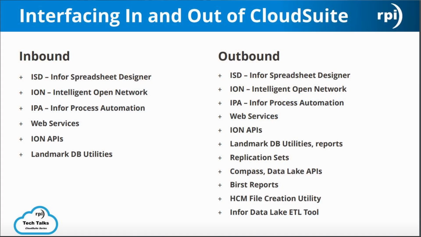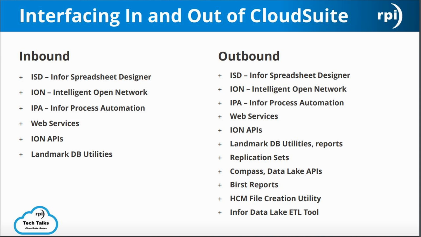So let's talk about a few different tools and options that are available to get your data in and out of CloudSuite. So inbound, we've got Infor Spreadsheet Designer, ION, IPA, web services, ION APIs, and Landmark database utilities. And then, of course, outbound, we've got a long list of items here as well. So there are definitely options.